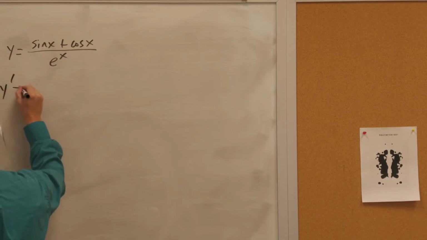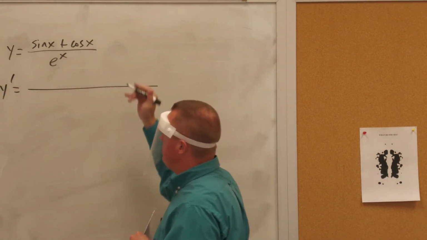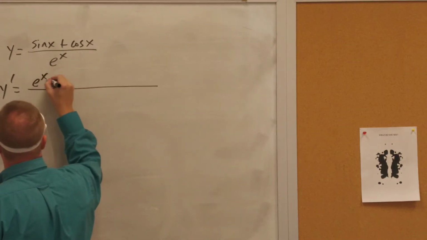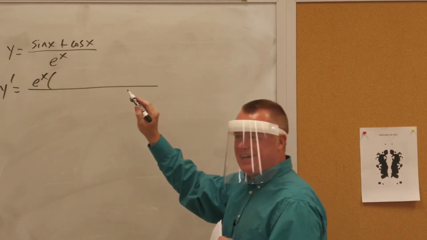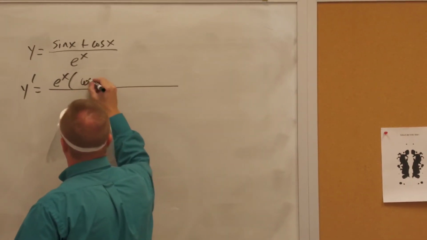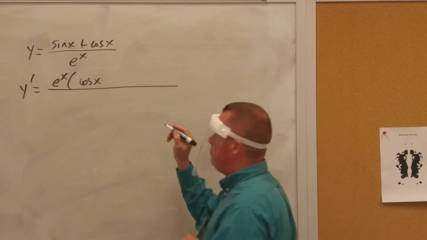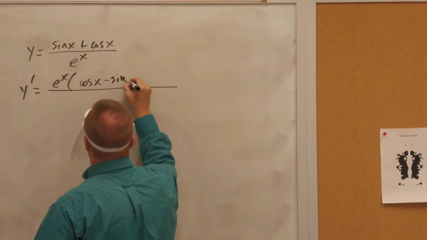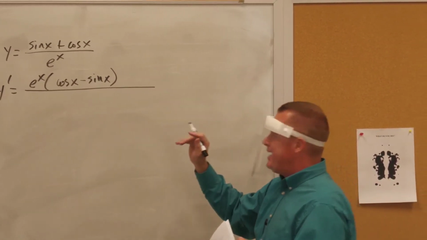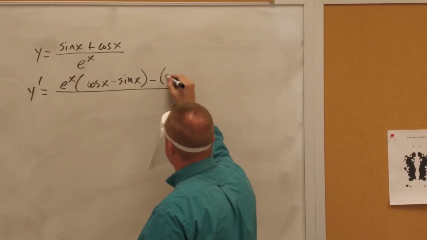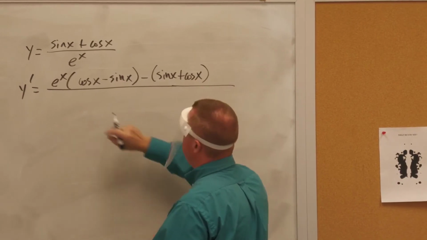When I do the quotient rule, I always start with the bottom, right? So the bottom times the derivative of the top. So e to the x times the derivative of sine x plus cosine x. The derivative of sine is cosine. The derivative of cosine is negative sine, right? So minus sine x. Okay, so that's the bottom times the derivative of the top, minus the top, sine x plus cosine x, times the derivative of the bottom.